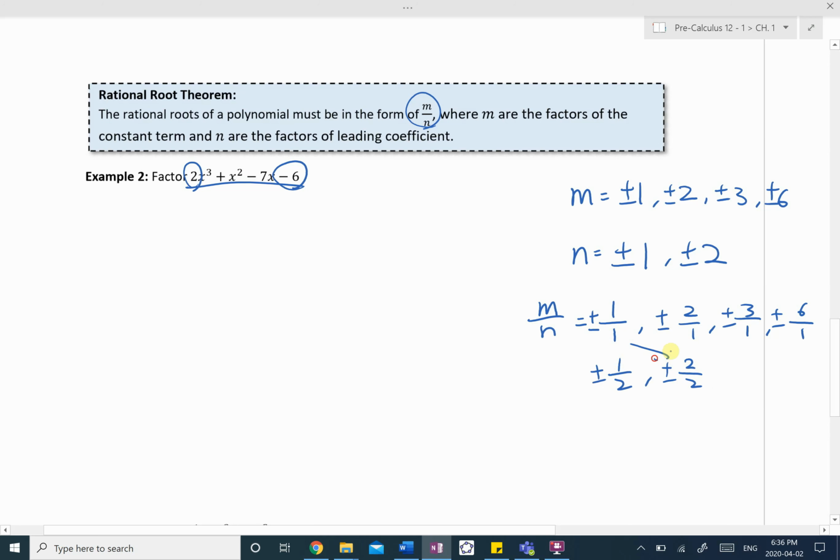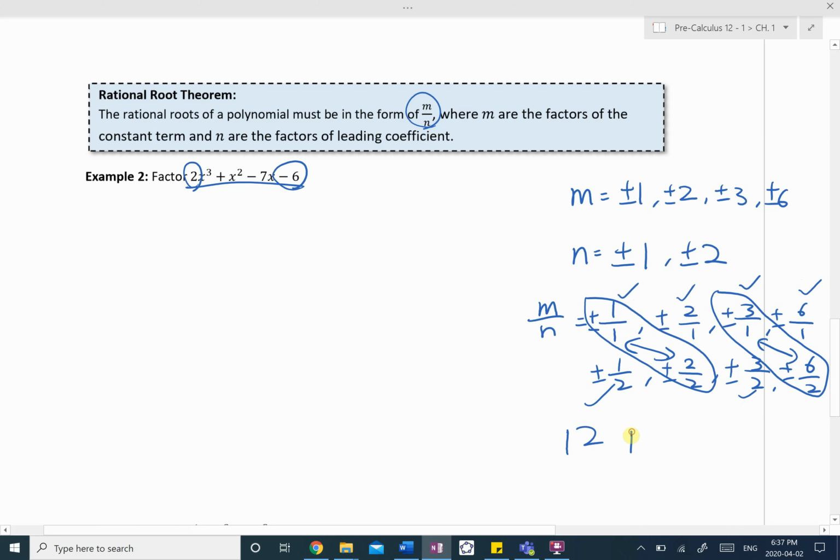Now this really is the same thing as that one, right? Or plus minus 3 over 2, plus minus 6 over 2. Now that is the same as 3 over 1. So you can see there are actually many possibilities. Well, these two are the same thing, okay? And these two are the same thing. Now that means we have 2, 4, 6, 8, 10, 12 possibilities.